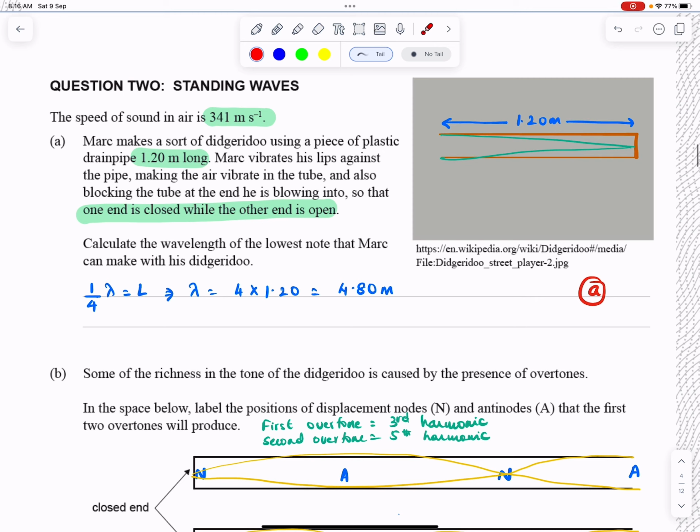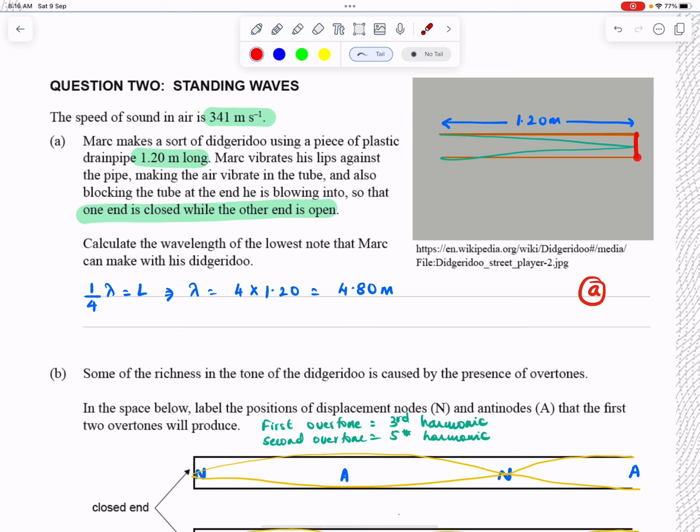Okay, question 2 is on standing waves. The speed of sound in air is taken as 341 meters per second. Mark uses a sort of didgeridoo using a piece of plastic drain pipe. So there's my plastic drain pipe. And Mark vibrates his lips against the pipe, making the air vibrate in the tube and also blocking the tube at the end he's blowing into, so that one end is closed while the other is open.